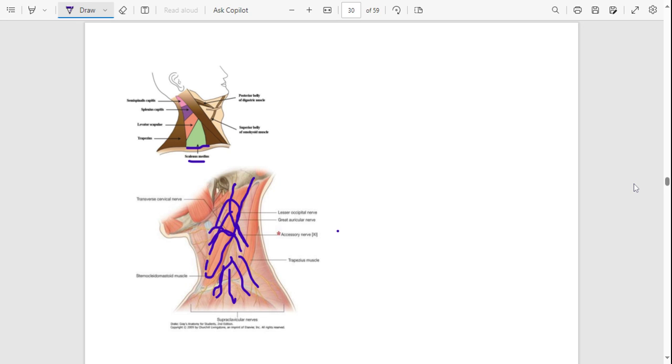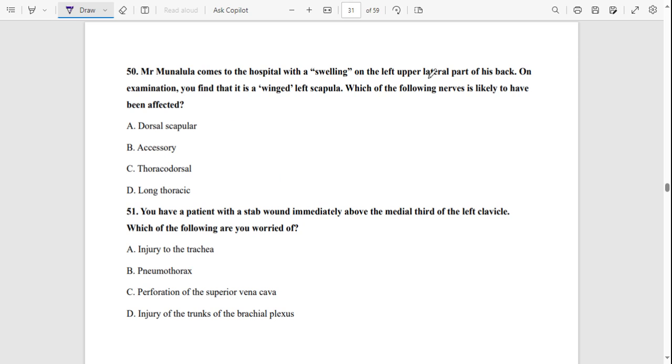Really not. Okay. Mr. Munalula comes to the hospital with a swelling on the left upper lateral part of his back. On examination, you find out that it is a winged left scapula. Which of the following nerves is likely to have been affected? Every time you talk about winging of the scapula, you should be able to think about the long thoracic nerve.